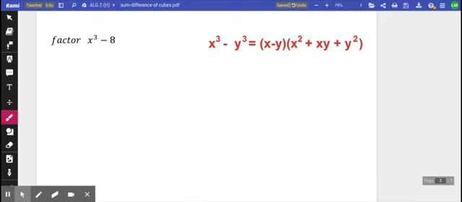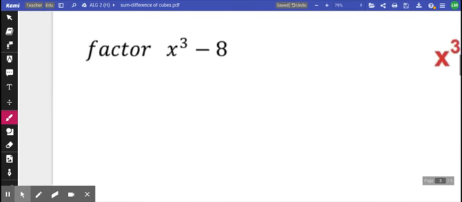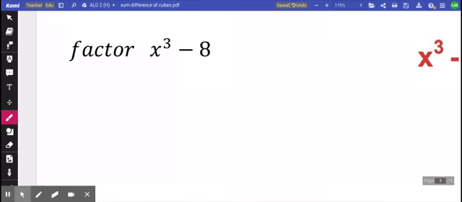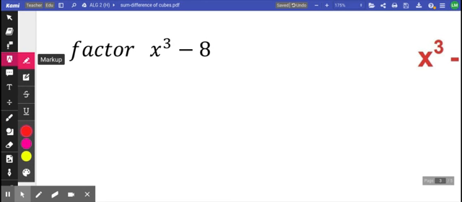We are asked to factor x to the third power minus 8. The first thing I want to look at, first of all, it's difference, okay, subtraction. So this could either be difference of squares or difference of cubes, and that's where we need to recognize that we have, first of all, x to the third power. That's not a perfect square. We can't pull out factors of 2 from that. The other thing is 8 here is not a perfect square, it's a perfect cube. So we're going to do difference of cubes.